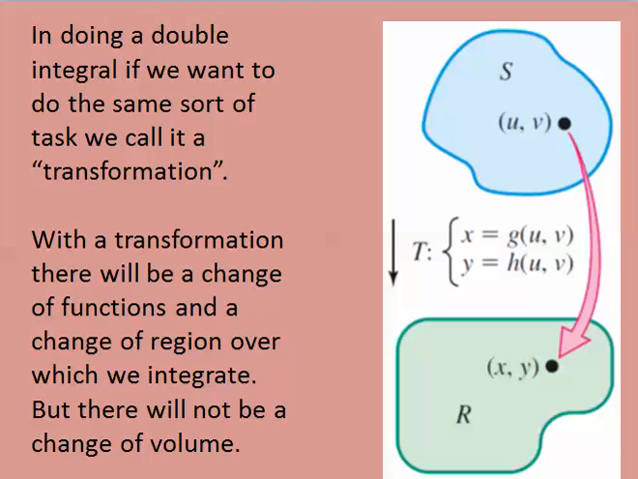In doing a double integral, if we want to do the same sort of task, we call it a transformation. With a transformation, there will be a change of functions and a change of region over which we integrate, but there will not be a change of volume.